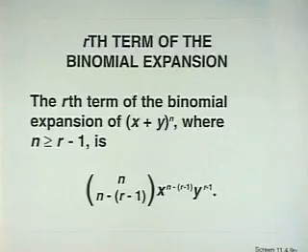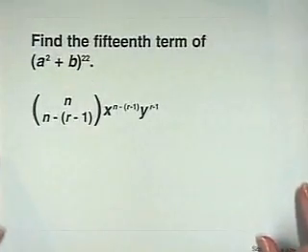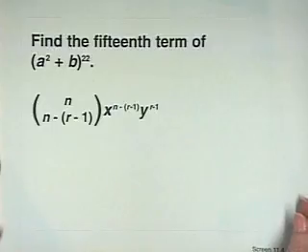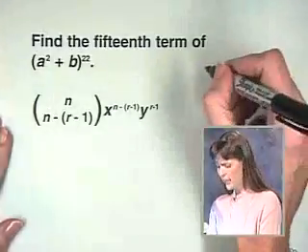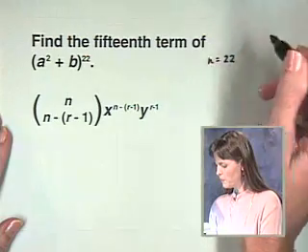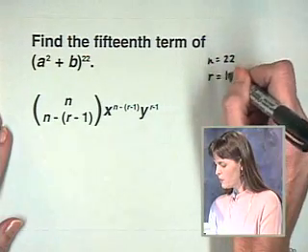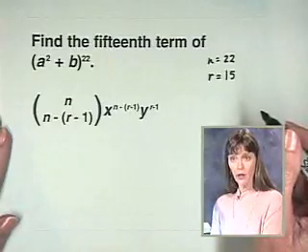That's n choose n minus the quantity r minus 1, times x to that power, y to the r minus 1 power. Let's find the 15th term of the following binomial expansion. We have a squared plus b quantity raised to the 22nd power. Here, the value of n is going to equal 22. The value of r is 15. And really, that's all we need in order to be able to evaluate this.